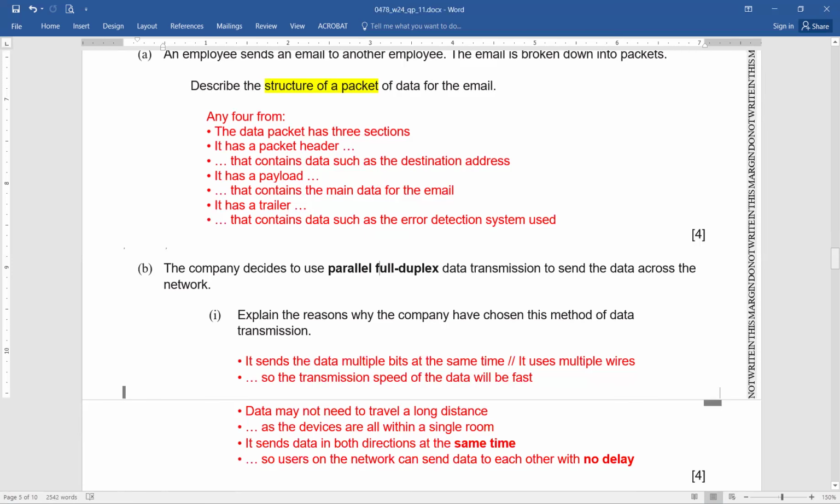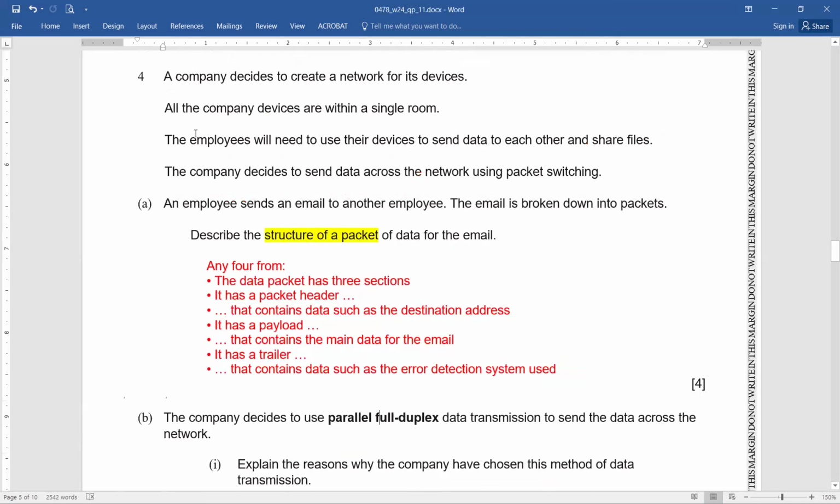If you remember, in the beginning they spoke about company devices being within a single room, and within a single room the devices are very close to each other. The employees will need to use their devices to send data to each other and share files. So the employees are using this network to send data and share files among all the people, and it's using packet switching. The whole concept you need to remember, so that you can answer about full duplex and parallel transmission also.